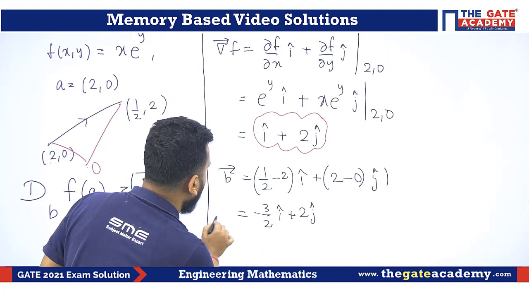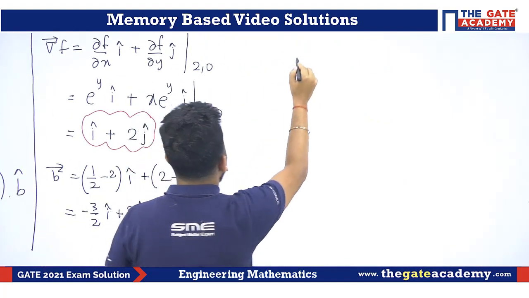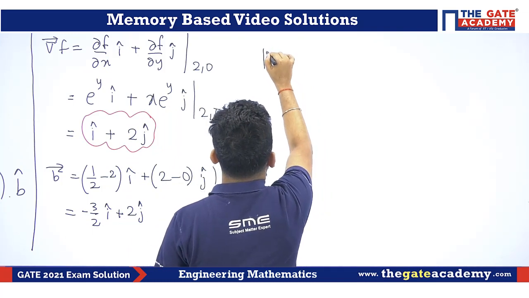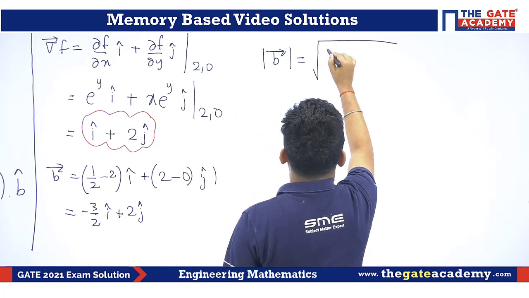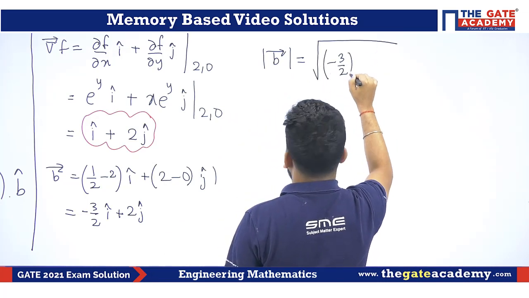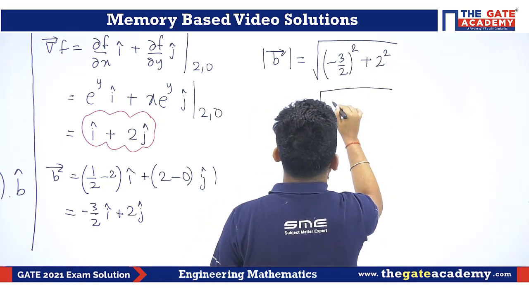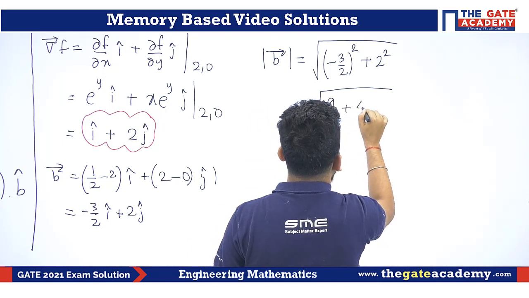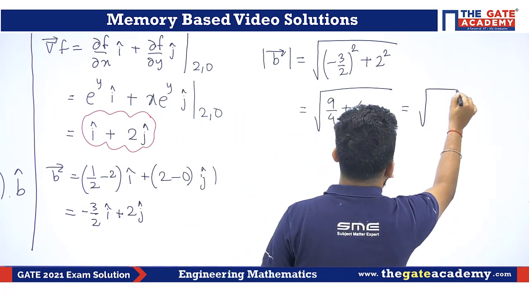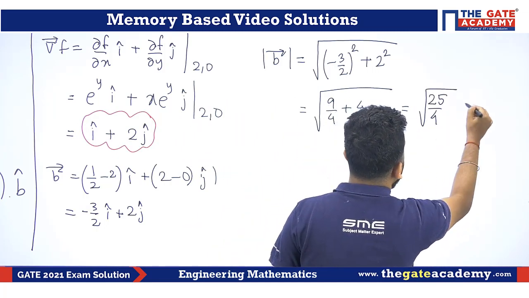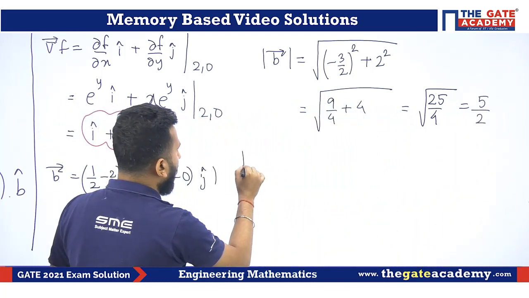So, let me use this space over here. And what is the magnitude of that? Magnitude is root over minus 3 by 2 square plus 2 square, and it is coming out to be root over 9 by 4 plus 4. What? 9 plus 16 by 4. It is root over 25 by 4, and it is coming out to be 5 by 2. Correct?